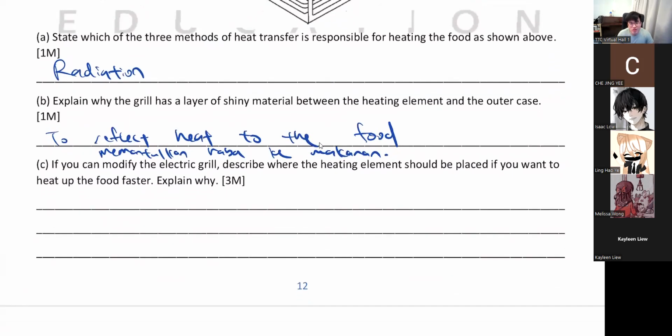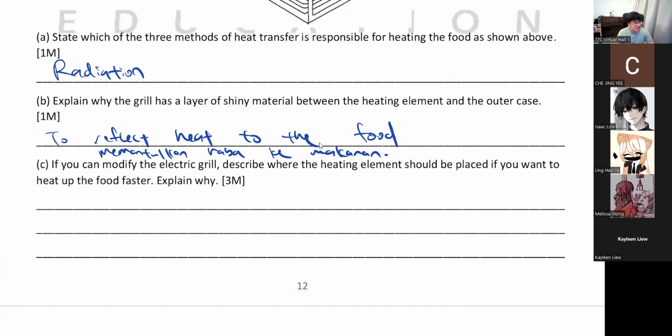This is why they grill fish using aluminum foil lah. You know what aluminum foil is? You all have eaten ikan bakar before? They will use that aluminum foil and wrap your fish and then put it on the grill. Why aluminum foil? Because it's shiny, it will reflect heat to the fish, so it cooks faster lah.